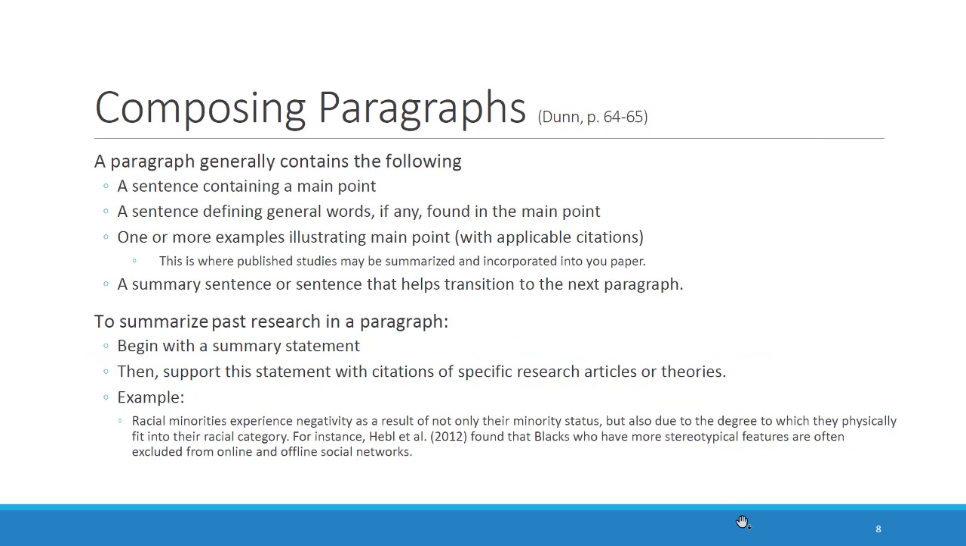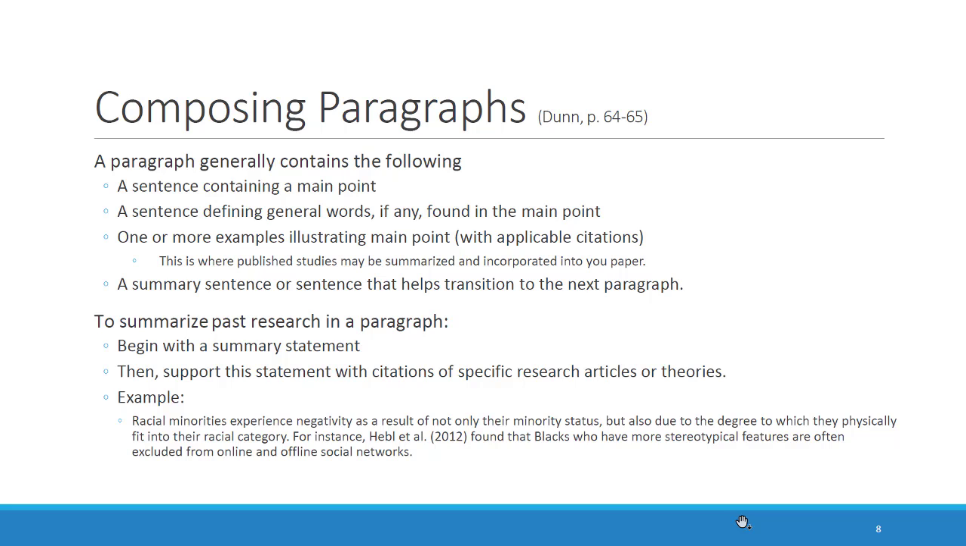Let's talk a little bit now about composing paragraphs. And as a reminder, this is also in your Done book, pages 64 through 65. A paragraph generally contains the following: a sentence containing a main point, a sentence containing defining general words, if any, found in that main point, and 1 or more examples illustrating the main point with any applicable citations. This is where published studies may be summarized and incorporated into your paper. And finally, a summary sentence that helps transition to the next paragraph.